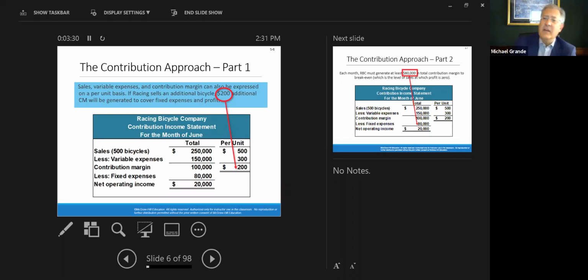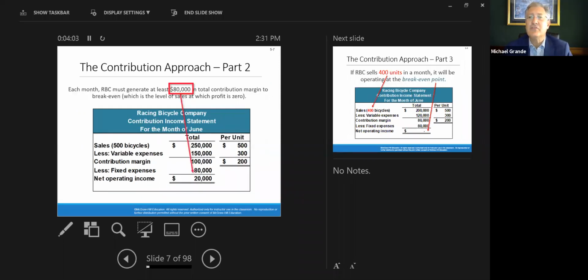variable expenses. And the relationship continues with regard to contribution margin, quantity times price. 500 bicycles at $200 per bicycle is the contribution margin. You get $100,000 of contribution margin. The fixed expenses, as you know, by definition, stay the same regardless of sales volume. In this case, $80,000. They have net operating income of $20,000.